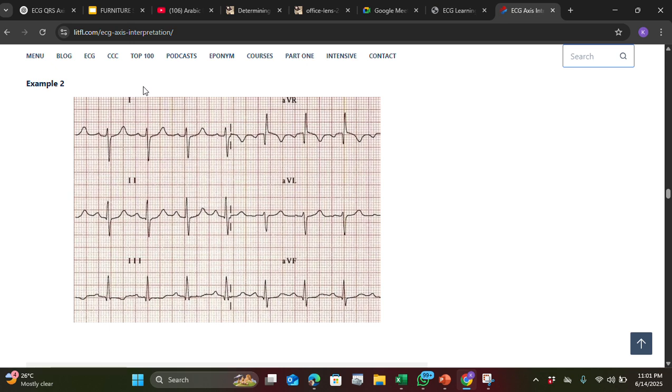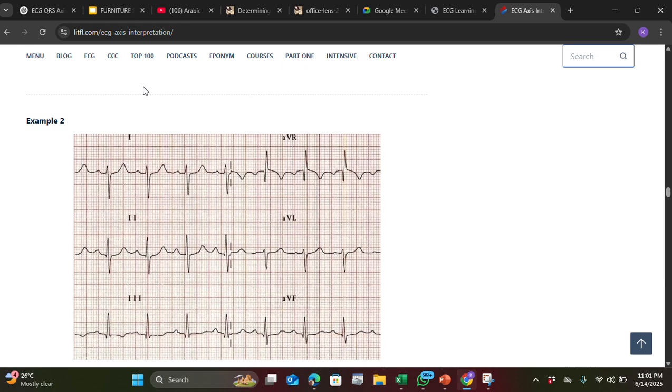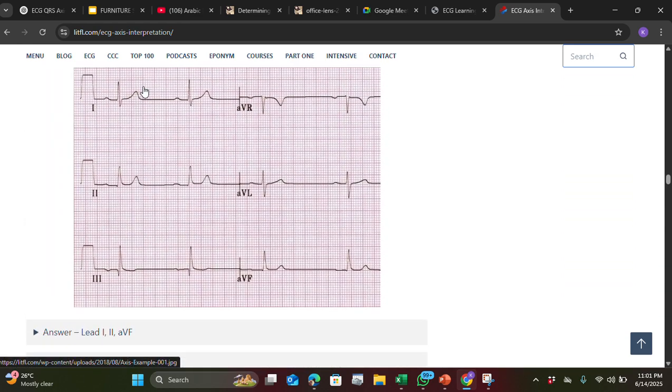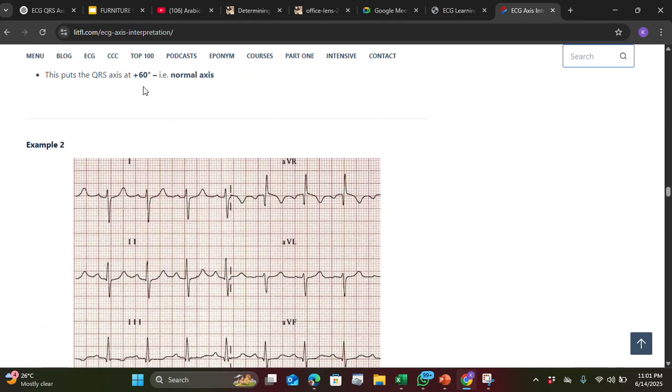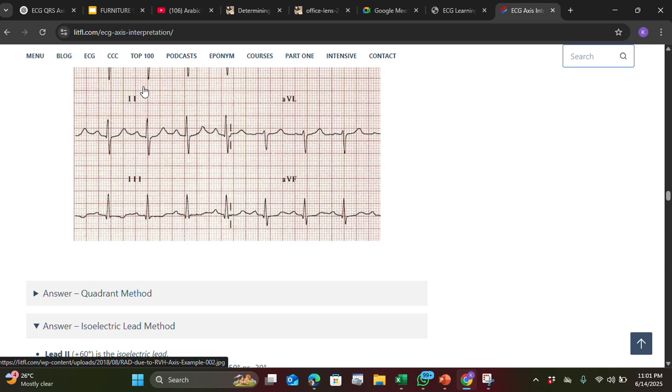Now another example. Example two is still lead 2, with 60 and 120 degrees. Oh, sorry, I think I made a mistake. The isoelectric lead in that first one is not lead 2, it's AVL. Yes, AVL. So this second one now, lead 2 is our isoelectric lead.